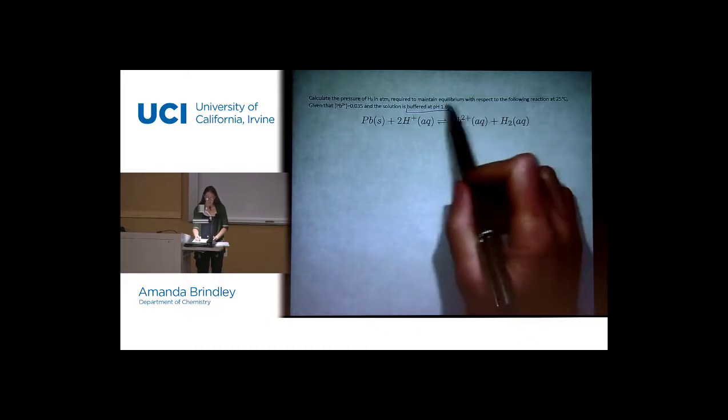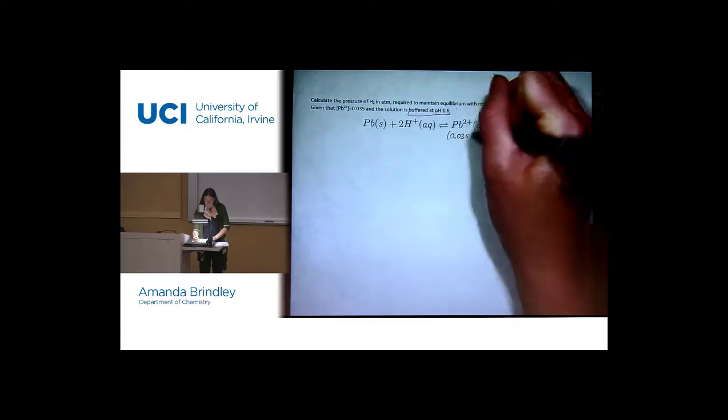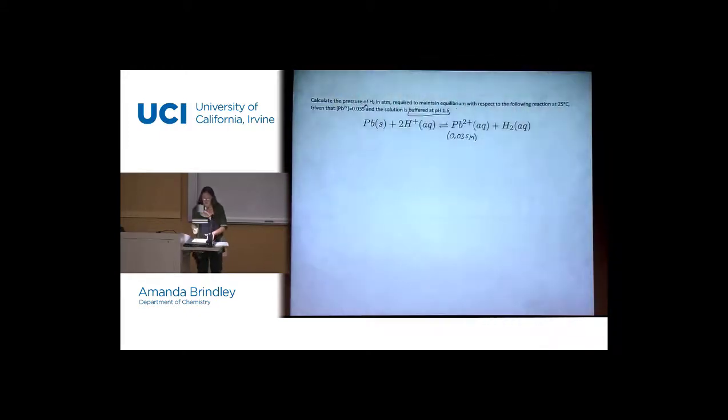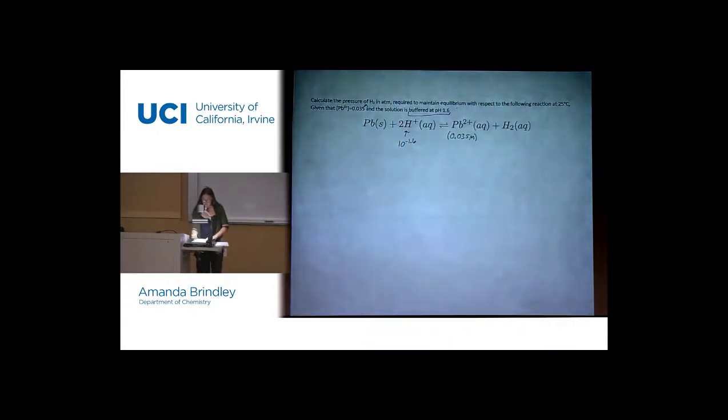Don't forget that. All right, so now, moving on to the idea behind this problem. Calculate the pressure of H+ in atmospheres required to maintain equilibrium. In other words, that equilibrium is going to continue to happen. If you drop below this amount, it won't happen anymore, with respect to the following reaction. I tell you the concentration of lead. Let's just write this down here so we have it. Should be a molarity. And the solution is buffered at 1.6, and so we also know that this is 10 to the negative 1.6. And we want to know this. What do you have to have in order to maintain that?